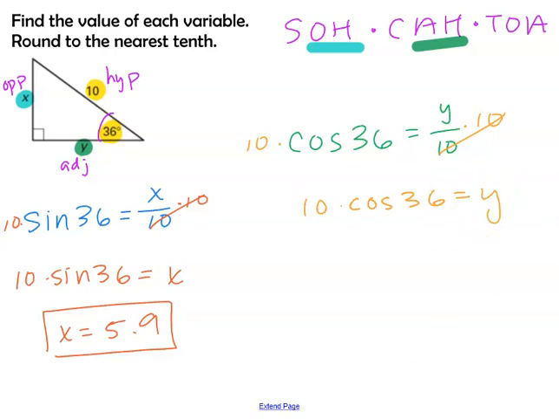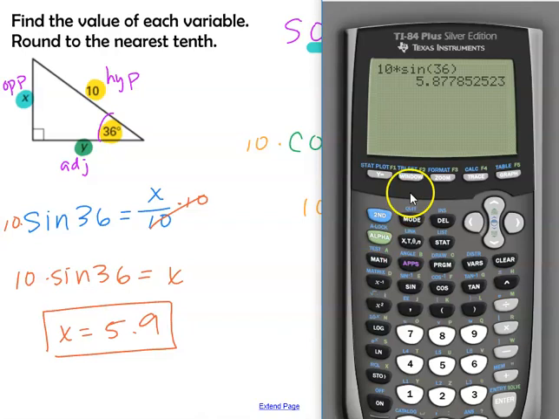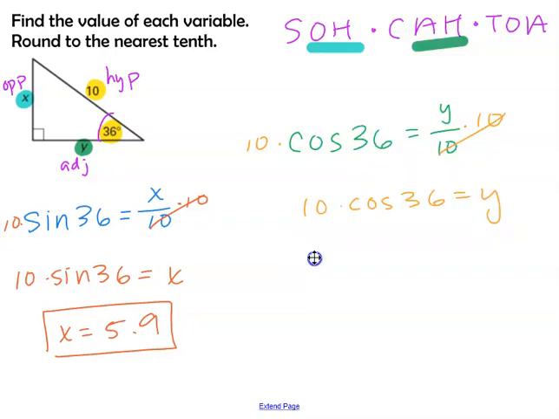And then again, at this point, we're going to go to our calculator again, and we're going to type in 10 times the cosine of 36 degrees, close our parentheses, hit enter, and we get 8.1 when we are rounding to the nearest tenth, so y is equal to 8.1.